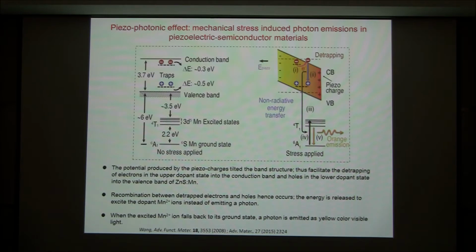So if you increase the force applied, you increase the piezo charge here, you increase the degree at which the band is being tilted. You increase the population of the detrapped electrons. So more electrons, more energy released, each one is a quantum excitation, give you orange light. More energy here, give you more photon excitation, but at the same wavelength. That's why you see the increase in the orange color as we saw here. So this is what we suggest as a basic mechanism of the piezophotonics.